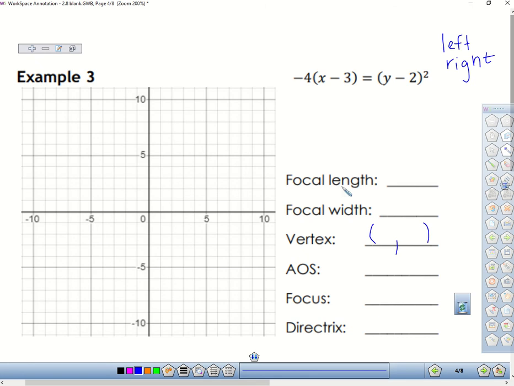So how you determine the vertex from the equation is you look at what is being added or subtracted from the x, which is negative 3. It's always going to be the opposite in the vertex, which makes it a positive 3. For the y coordinate, you look at what's being added or subtracted from the y. Negative 2, which means that the vertex here is 2. So it's always the opposite signs. So if you want to put a little note for that.